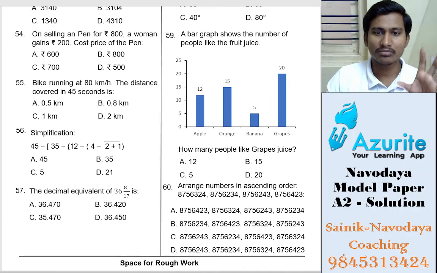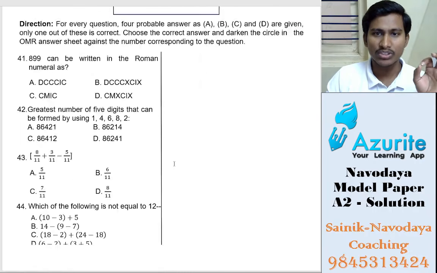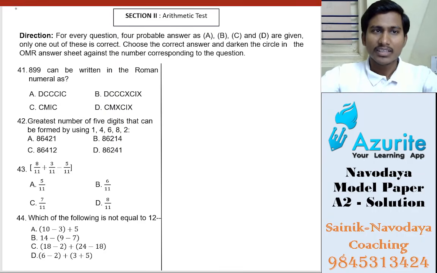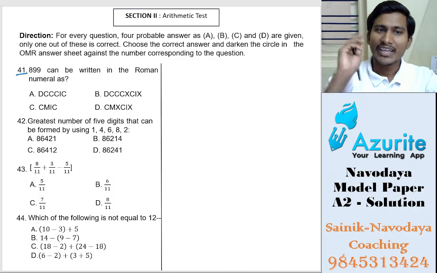There will be questions from 41 to 60, right? Okay, so I will take one section at a time and solve it. So if you see, here, question 41. What is it? 899 can be written in Roman numerals as.